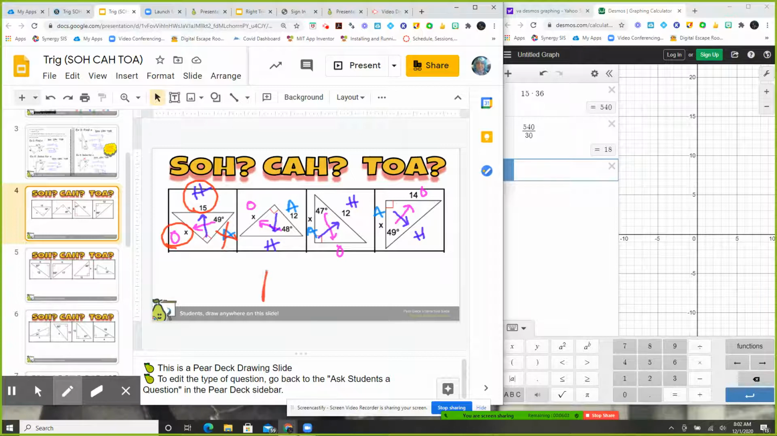So in this second one, what letter should I cross out? The O, the A, or the H? Which one do I not have any information on? Absolutely. I've got an O and I've got an A, but I have no H. What about the third one? What do I cross out there?